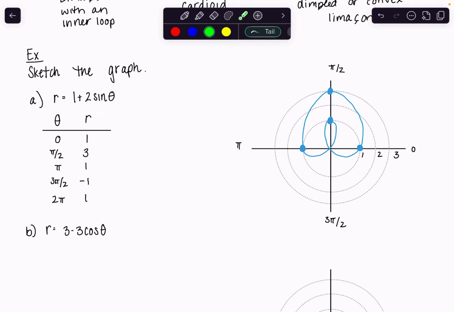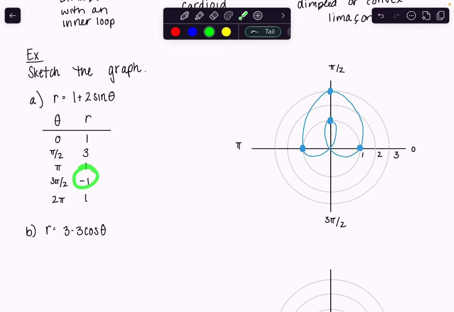Essentially what happens is, if you were to plot these values, you'll see this 1, remember, shifts it upwards. So you'd be trapped between 3 and negative 1 instead of negative 2 and 2. And your sine graph would look like this. And so between these two values is when that inner loop is formed. And so it happens somewhere between pi and 2 pi. Okay. So that is our limacon with the inner loop.